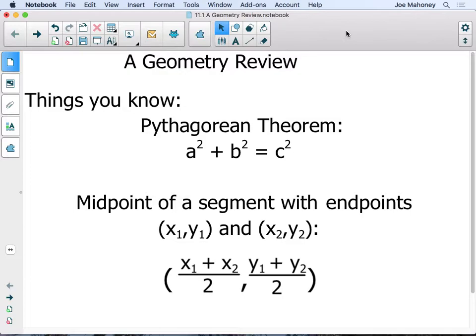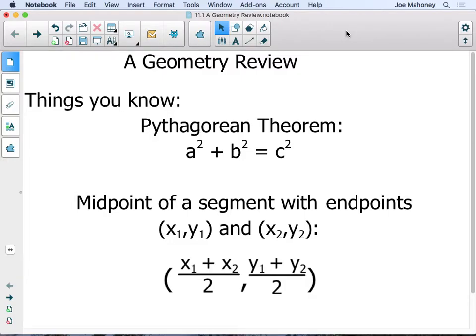You might remember the midpoint formula, that if you have a segment that's graphed on a grid of some sort, and you have two endpoints, and we're going to represent them as x1, y1, and x2, y2, that the midpoint of that segment is basically the average of the coordinates. So you add up the two x values, divide them by 2. That's the x value of the midpoint, and the same with the y value. So there's some things that you know.